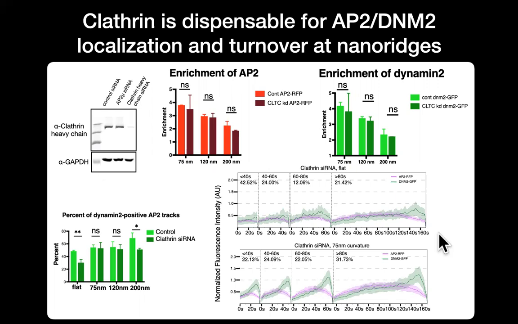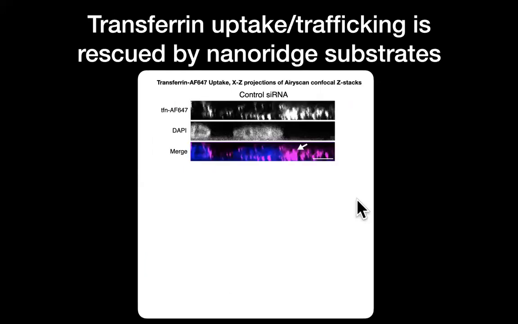So we wondered if these sites could actually take up cargo. And as you can see here in these XZ projections from confocal microscopy images, in control cells, when you expose them to fluorescent transferrin, they take up very many puncta of fluorescent transferrin, and these form these perinuclear puncta, which is evidence of being trafficked from the cell surface.